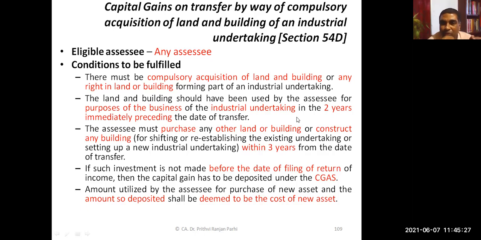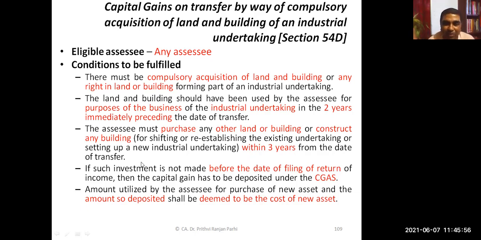Okay, and it should have been used in the 2 years immediately preceding the transfer. So it must be used for commercial purposes, for the purpose of business. If that has happened, the assessee has been using it as an industrial undertaking for the last 2 years, and now it is compulsorily acquired. Then the assessee must purchase any other land or building or construct any building within a period of 3 years from the date of transfer.